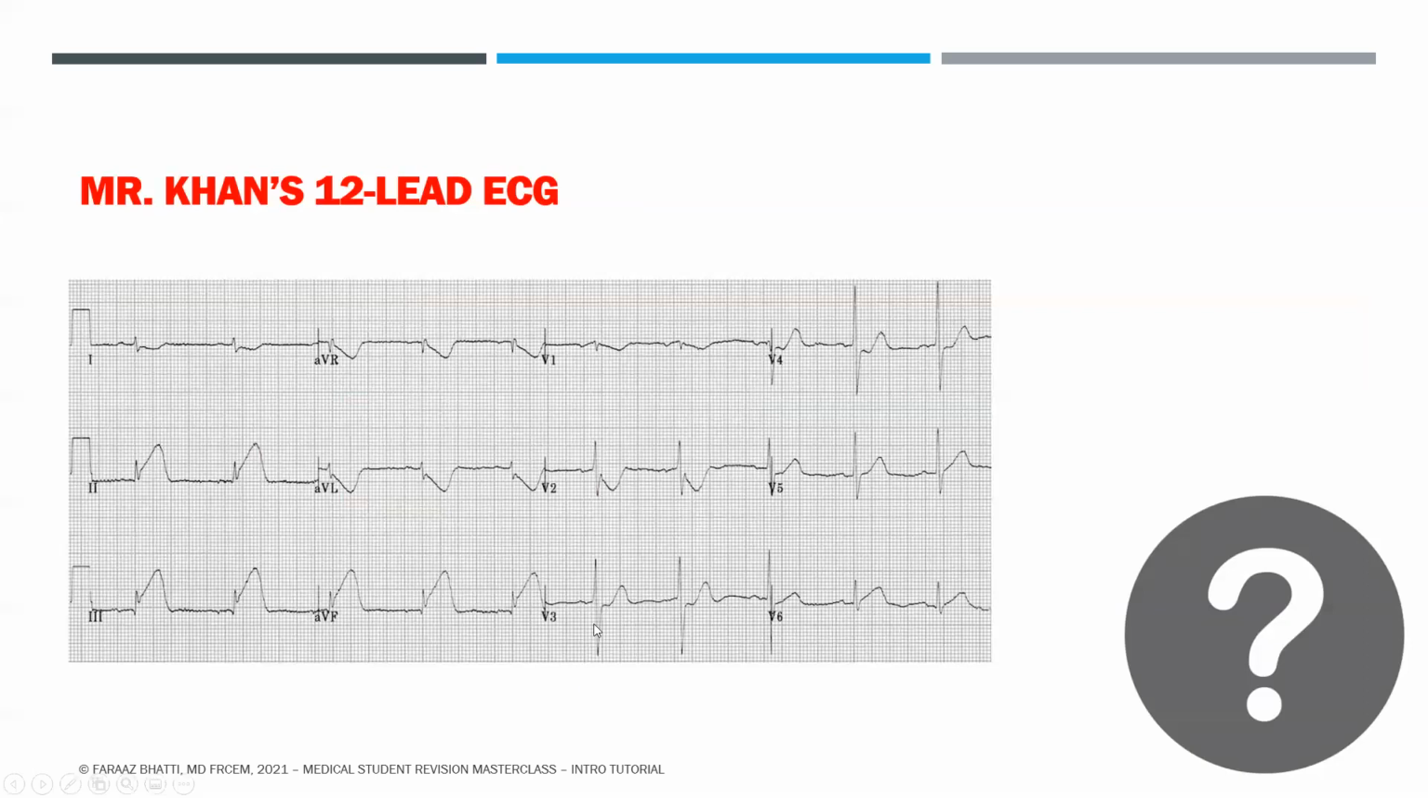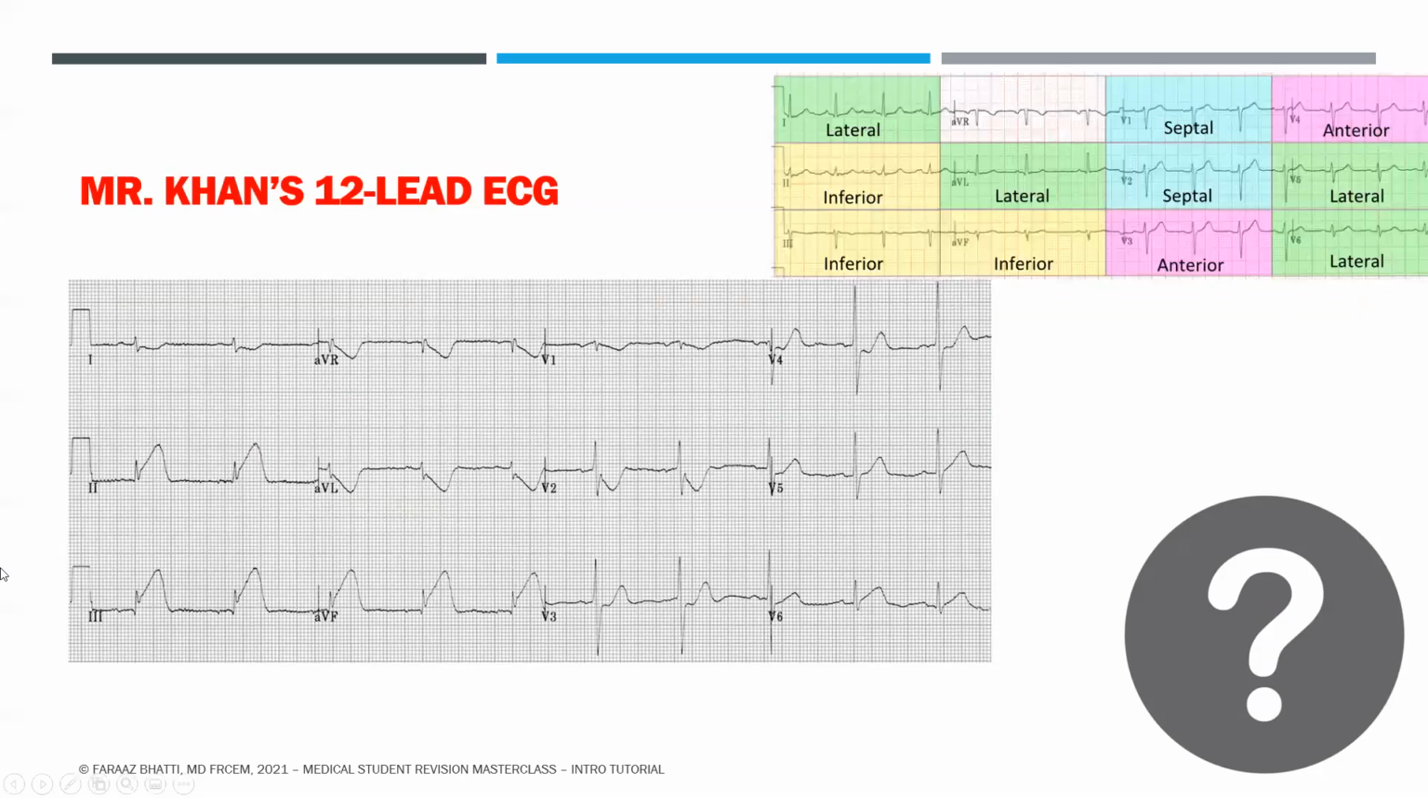So this is Mr. Khan's 12-lead ECG. Now what do you think? So you can see some elevations in 2, 3, in AVF, and you can see some reciprocal changes in AVL and V2. So looking at this map up on the right-hand side, it fits with an inferior MI. As you can see, leads 2, leads 3, and leads AVF.